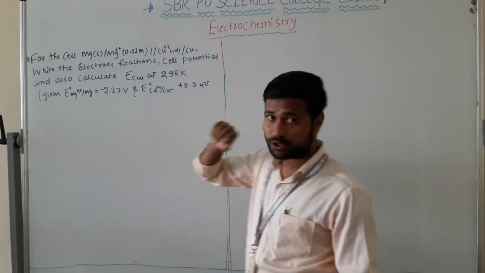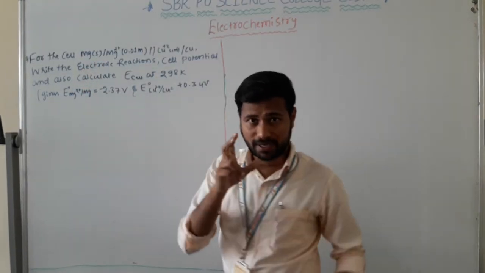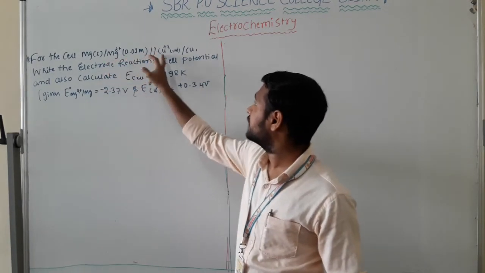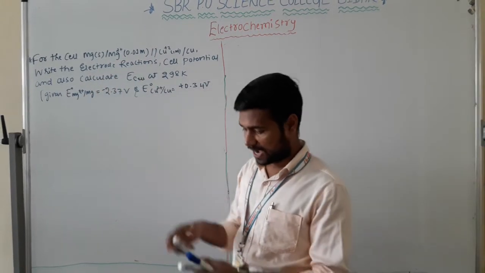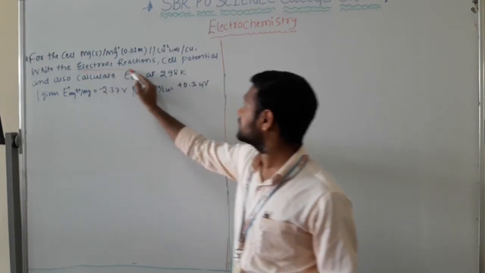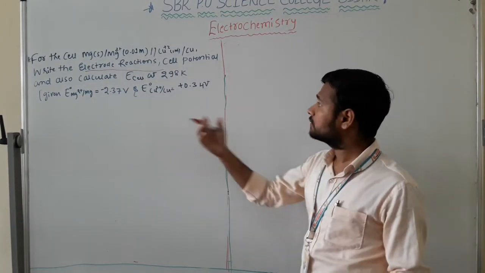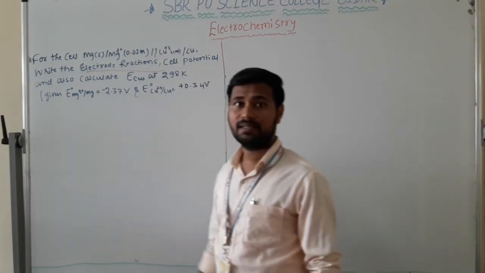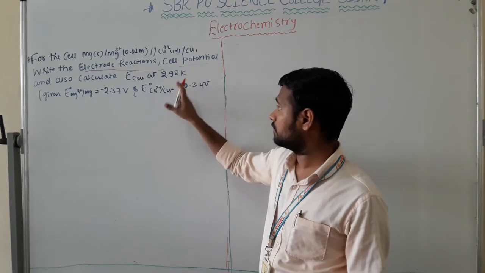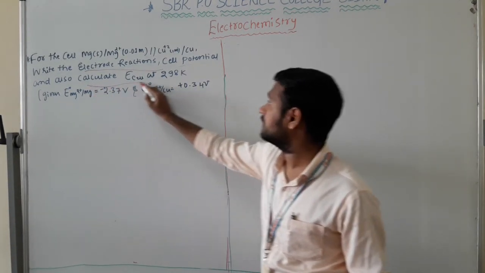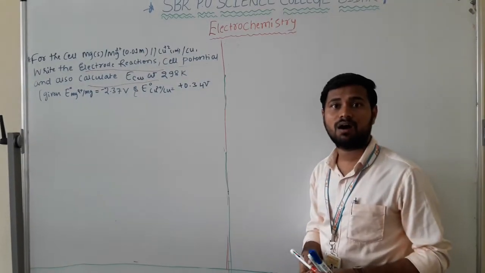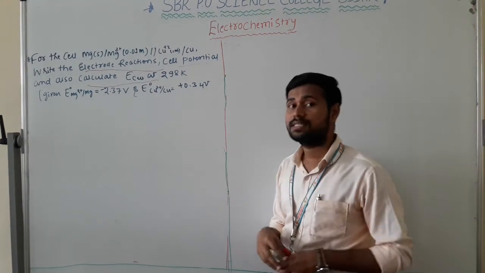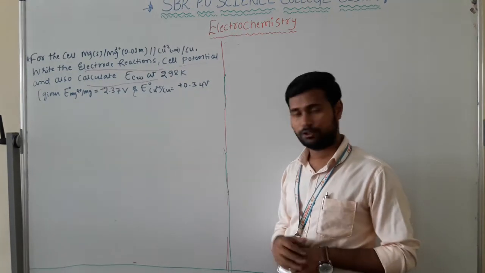Let's see. The question is for a cell. We have one cell consisting of two electrodes, two half cells, magnesium and copper. Write the electrode reactions. He has just given the cell representation, and he asks us to write the electrode reactions and the cell potential, and also calculate the electrode potential or EMF of the cell at 298 Kelvin. He is asking for the cell potential also. Let's do it first.